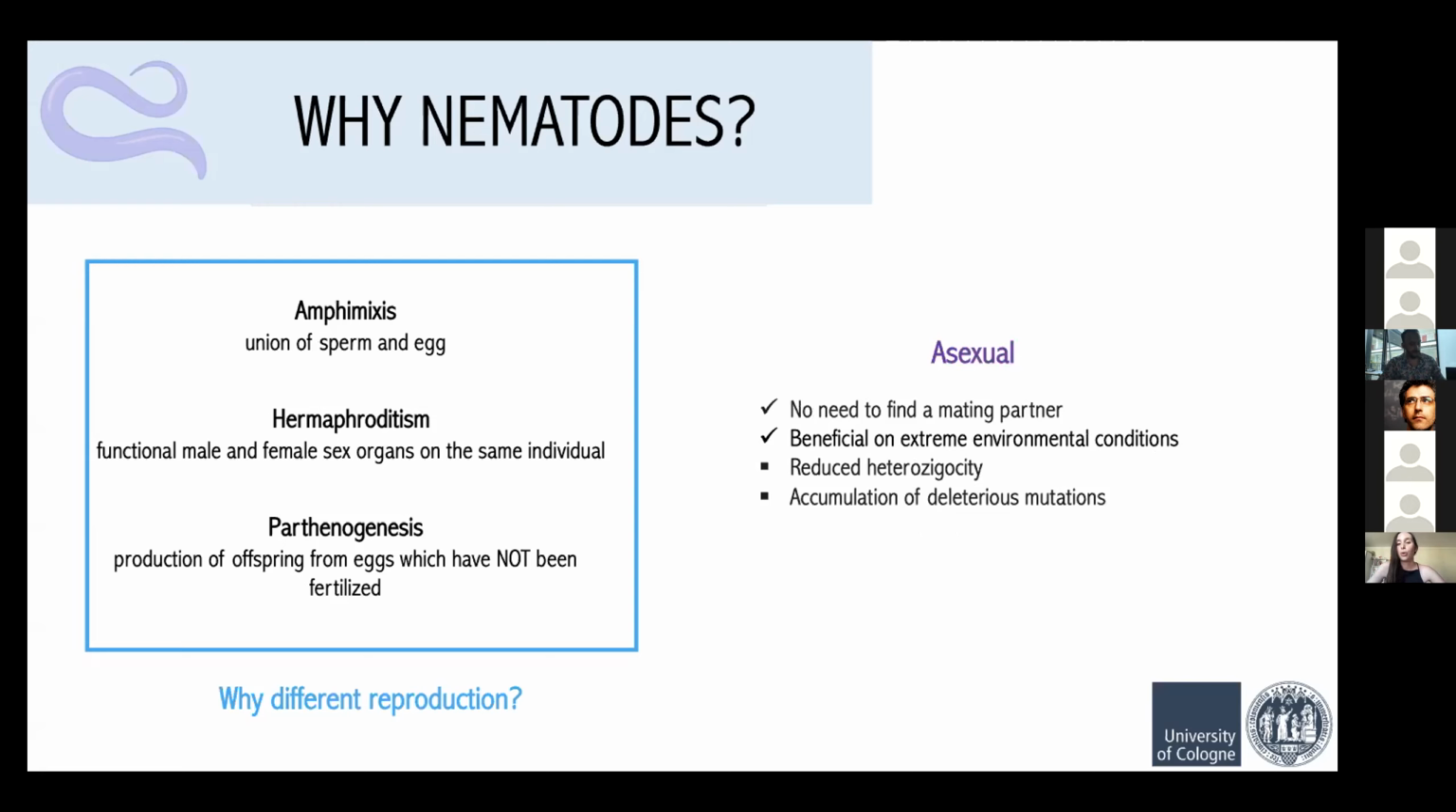In asexual organisms, there's no need to find a mating partner, which might be the reason why asexual nematodes can thrive in extreme environments. However, there are also some proposed trade-offs, such as the reduced heterozygosity and the accumulation of deleterious mutations. Several taxa have already challenged these assumptions, and here we would like to talk about mutations. So can the accumulation of deleterious mutations be prevented or dampened at all?